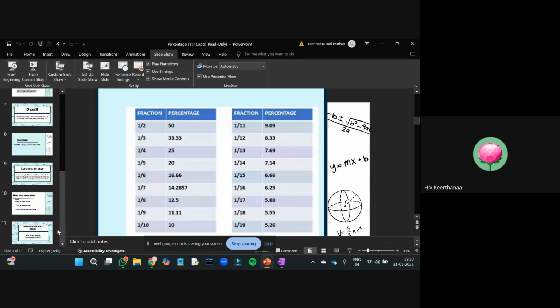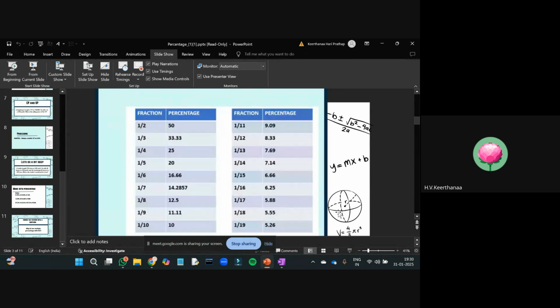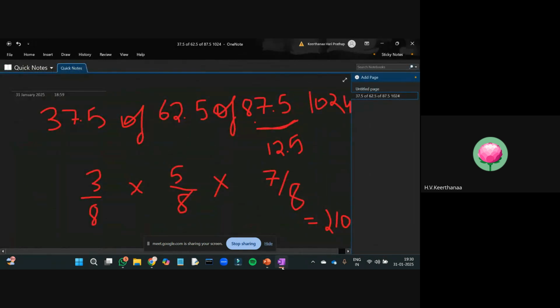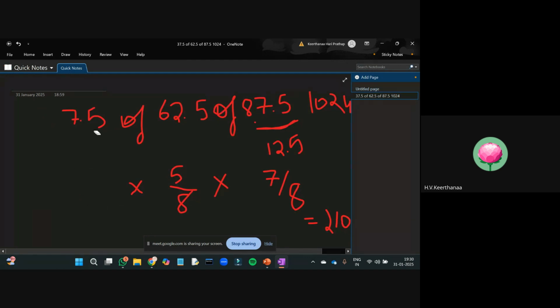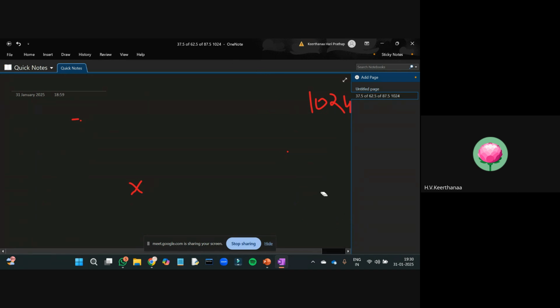So now I'll discuss more tough CP SP questions where you have discounts and such. Just give me one second, I'll take the question. Let me just stop presenting my screen for a minute. We'll do this one question and then I have another question which I want to ask you guys. Give me a moment.